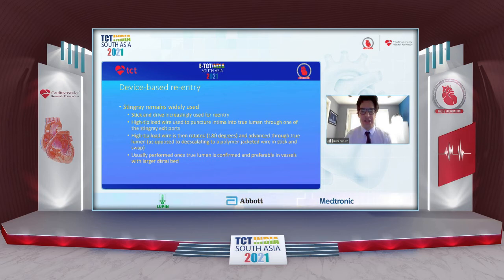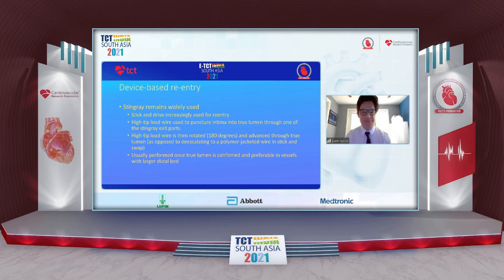So this stick and drive approach essentially consists of doing the stick. And once you feel that you've gone through the intima, you create a 180-degree twist in the wire and then advance the wire through the true lumen of the CTO. Obviously, this has to be done very carefully because if there's significant disease at the distal bed, you can actually extend the CTO.